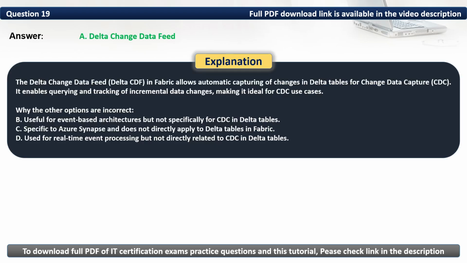The Delta Change Data Feed in Fabric allows automatic capturing of changes in Delta tables for change data capture. It enables querying and tracking of incremental data changes, making it ideal for CDC use cases.